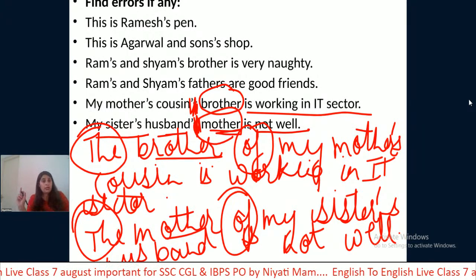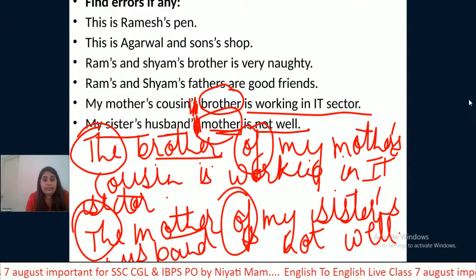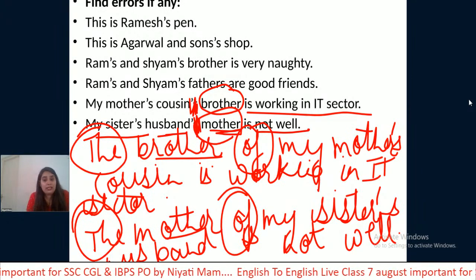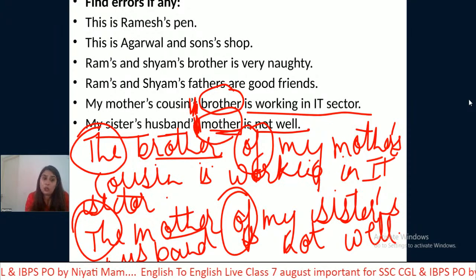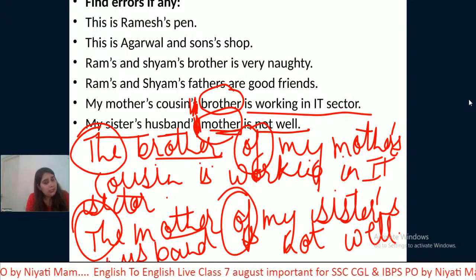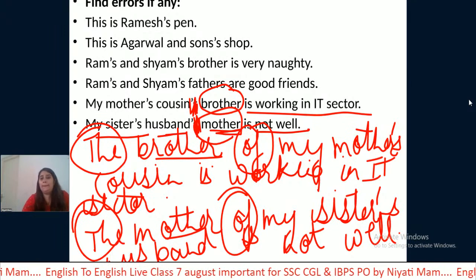So the correct versions of both the wrong sentences are: the brother of my mother's cousin is working in IT sector. The mother of my sister's husband is not well. Is that clear to everyone? Okay.